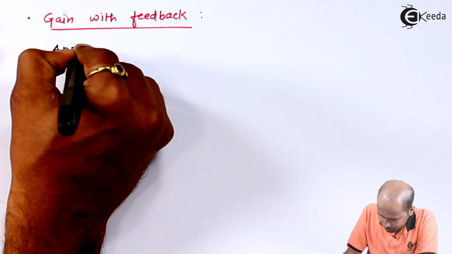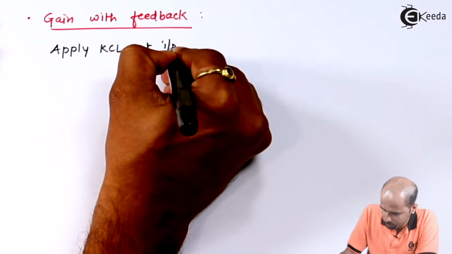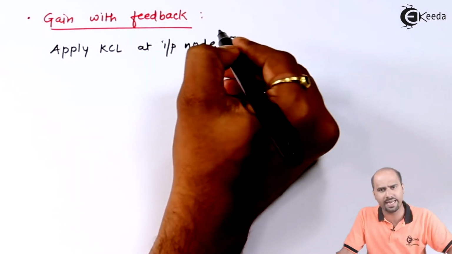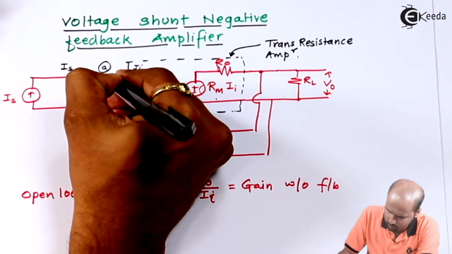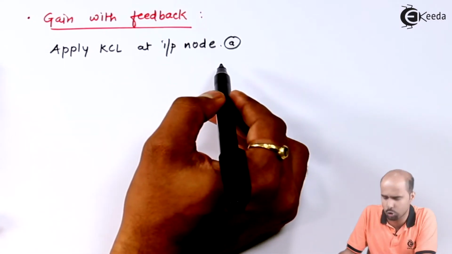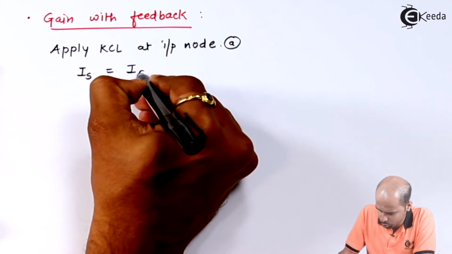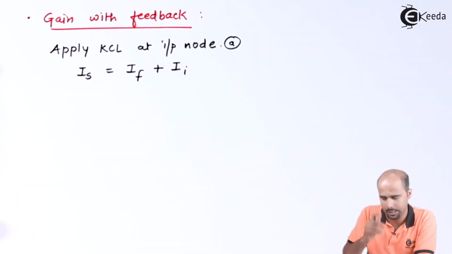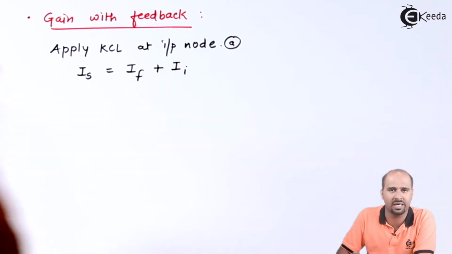Apply KCL at input node. Let's name the input node A. So we will say apply KCL at input node A. We'll get to know what IS is. IS is divided into two parts: IF plus II. Now I don't want the values of IF and II.